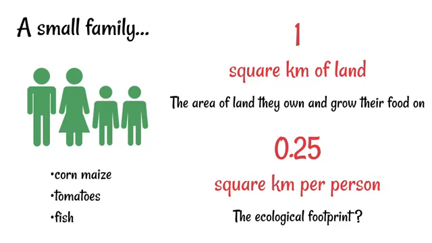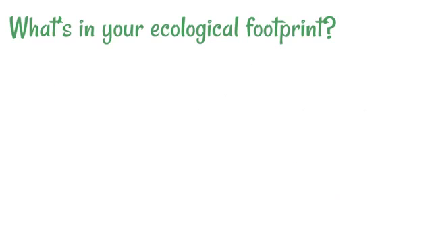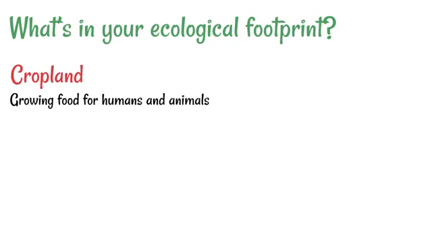Well, no, this is drastically oversimplified because the food that is produced is not the only thing that is required. So what exactly is required by an ecological footprint? Well, first of all, we've got cropland. That's the one we've mentioned. That's the area of land for growing food for humans and animals.